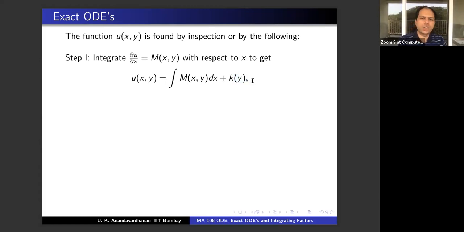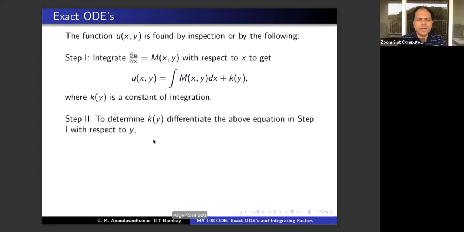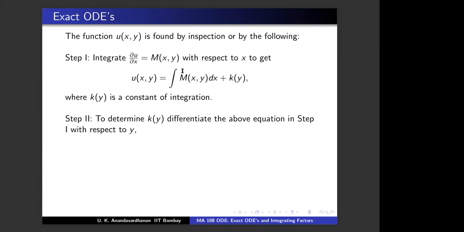So you got this equation, where k(y) is a constant of integration. And step 2 is to differentiate this equation with respect to y. So what will you get? You will get del u by del y equal to del by del y of this thing, which you would have already integrated, plus k prime y.